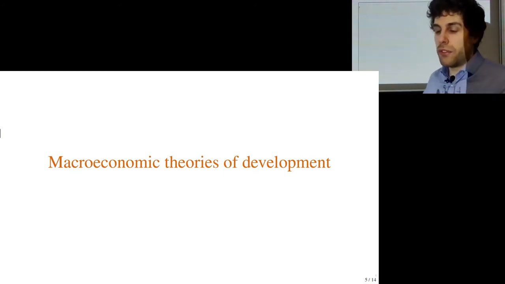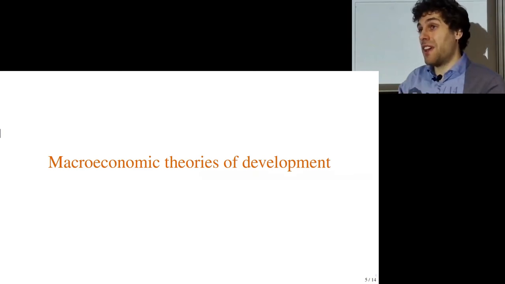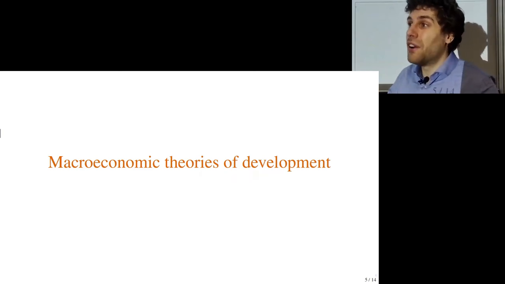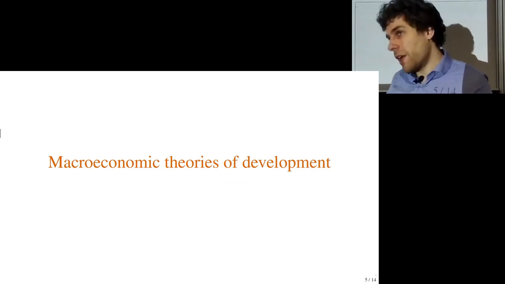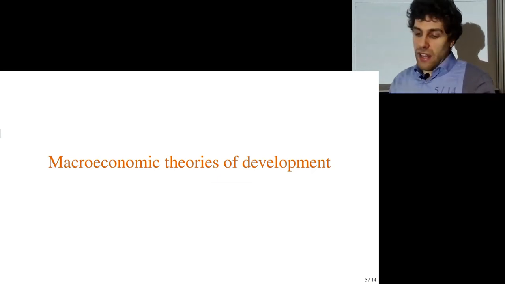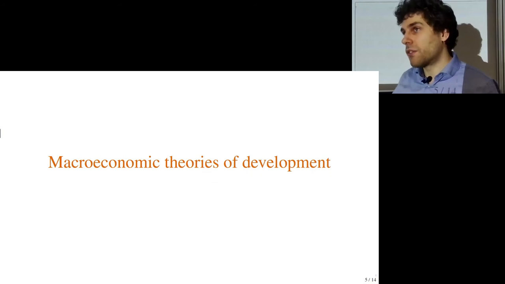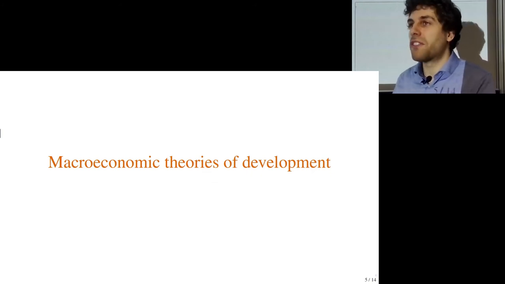So there are two issues. The first is that foreign aid is not done in a benevolent way. It's interested. And the second is that it's too low. Jeffrey Sachs, for example, argues that it's too low.